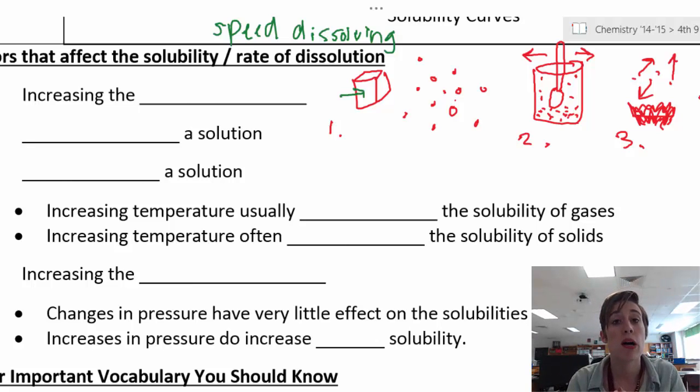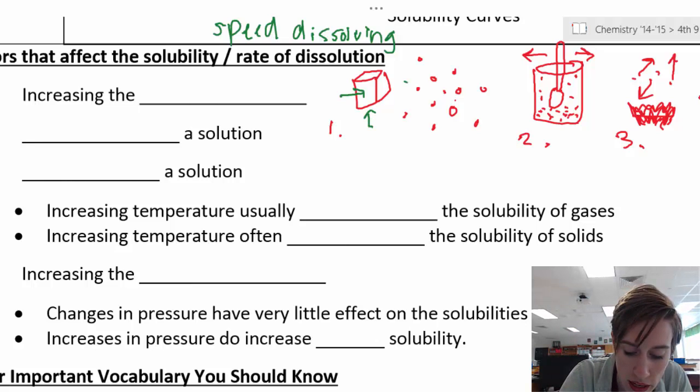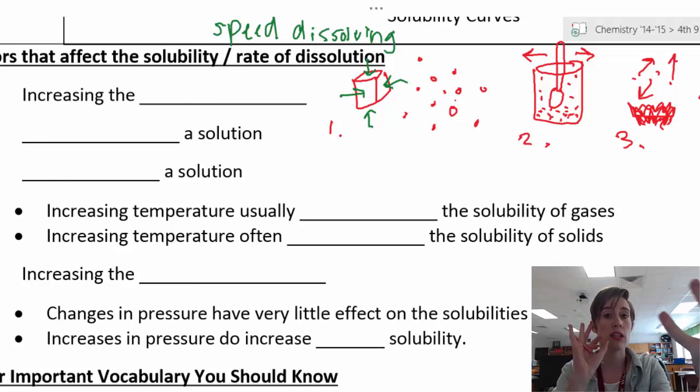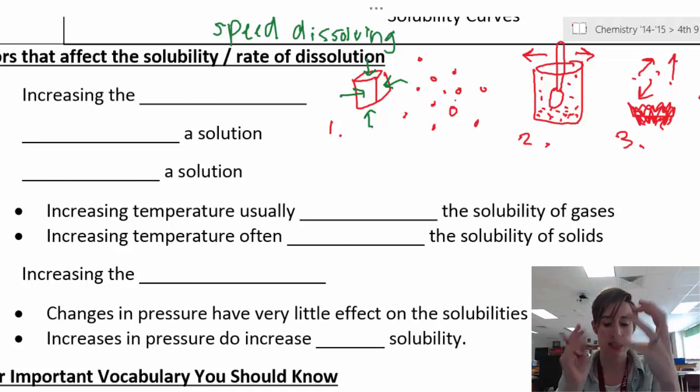Surface area is the amount of your particle that's exposed to the solvent, okay? So your solute is your particle, the thing you're trying to dissolve, and the solvent is the liquid, okay? So usually our solvent is water. So if I have a cube, like a sugar cube or a salt cube, I only have 6 sides, okay? It's kind of like a dice. So there's 6 sides that are exposed to the water. The water can only dissolve those outside 6 sides.